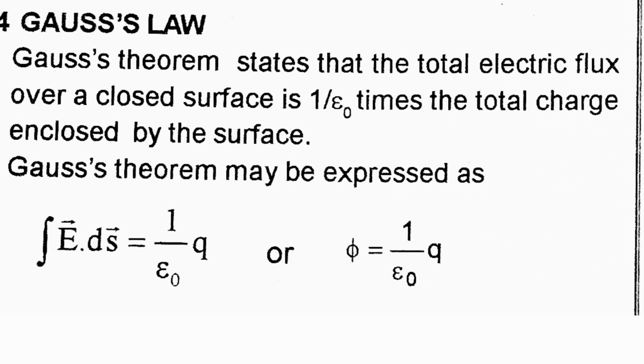We have to understand that the total flux, that is phi, will be equal to 1 by epsilon 0 q, or we can write it as integral E dot ds is equal to 1 by epsilon 0 into q. That is, the total flux is equal to 1 by epsilon 0 times the total charge enclosed by the surface.